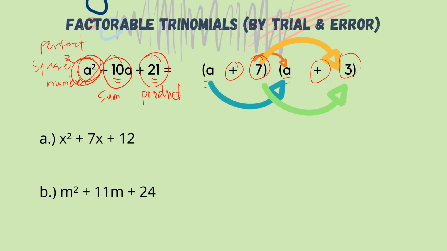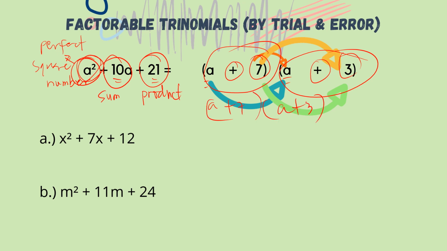So, therefore, the factor of the factorable trinomials in this form would be two binomials. So, ayan yun. Okay, so the answer is A plus 7 times A plus 3. Okay, so let's now move on to the given example.